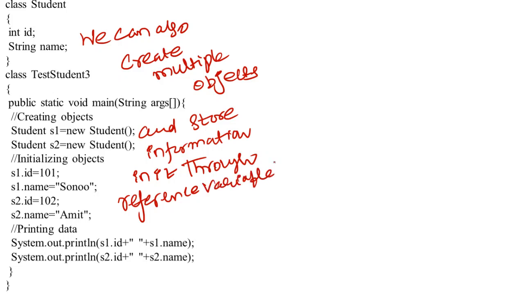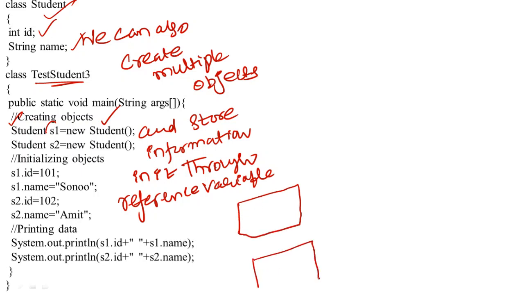What is the difference between this program and the previous program? Just see, class name Student. I have id and name as variables, and TestStudent3. Earlier I think we were saying TestStudent2, isn't it? public static void main String args. Here Student is my class name. Student s1 = new Student; this is my first object. Student s2 = new Student. How many objects am I creating here? I am creating 2 objects, first object and second object.